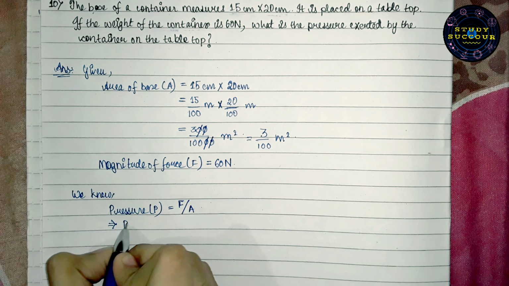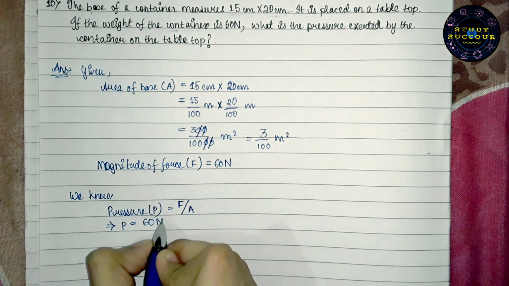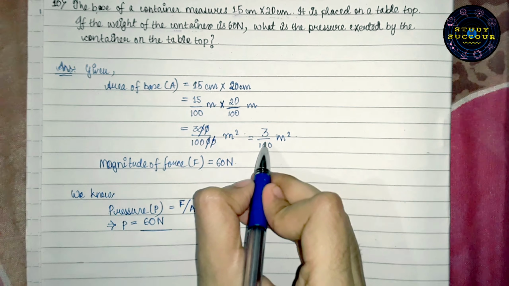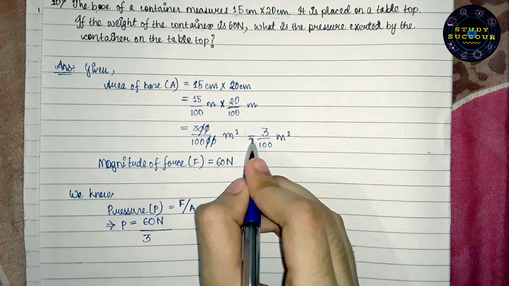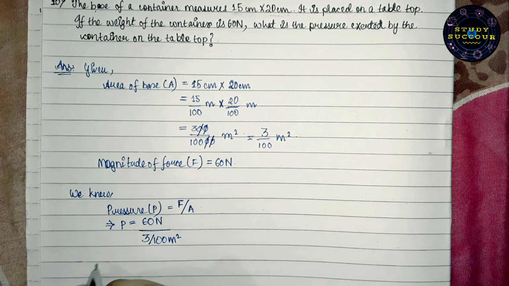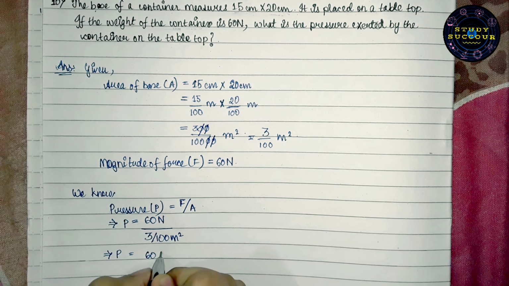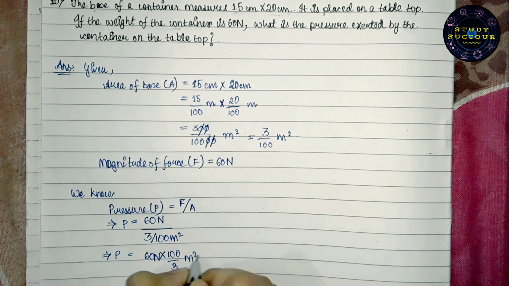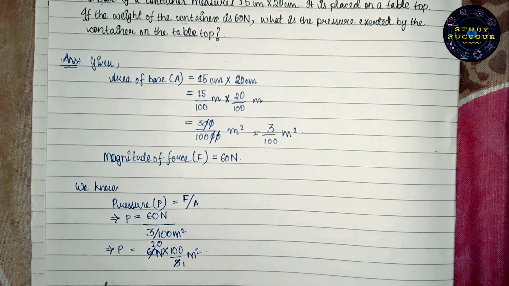So pressure P is equals to force, that is 60 Newton, by area of the base of the container, that is 3 by 100 meter square. So P is equals to 60 into 100 by 3. This is Newton, this is meter square. 3 and this is 20.